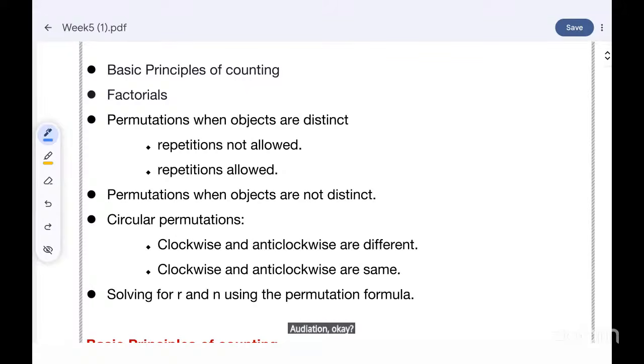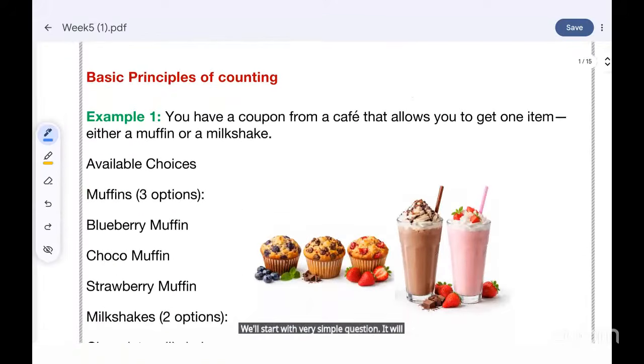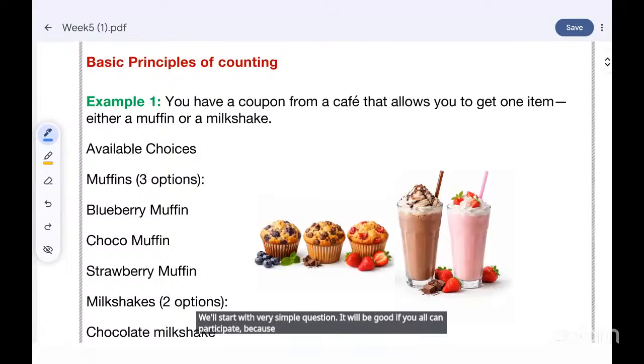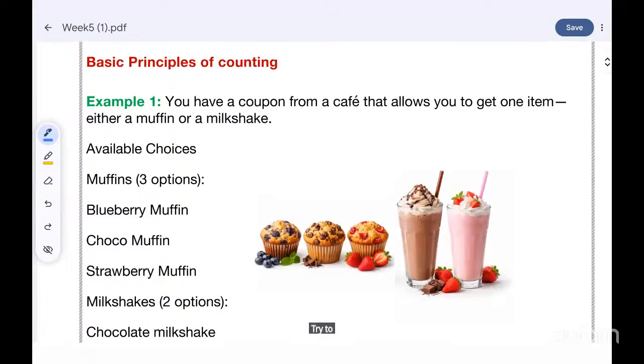Okay. All right. So we'll start with a very simple question. It will be good if you all can participate because they are very basic questions only. Try to answer whatever you feel is the answer. Try to answer the questions.